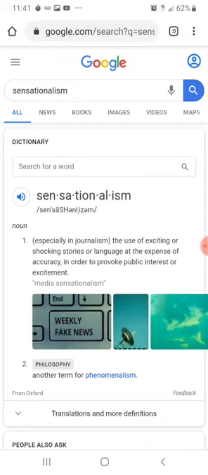They're using exciting and shocking stories or language at the expense of accuracy, meaning at the expense of being truthful. They're using these stories in order to do what? In order to provoke public interest or excitement. Let's put something out there that's not necessarily true in order to spark public interest. Okay?